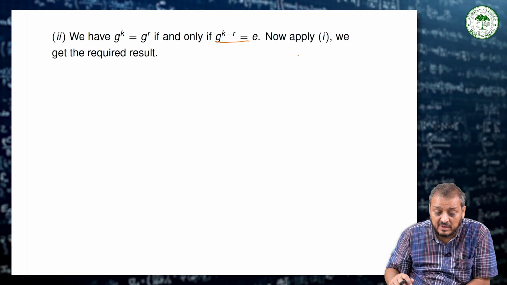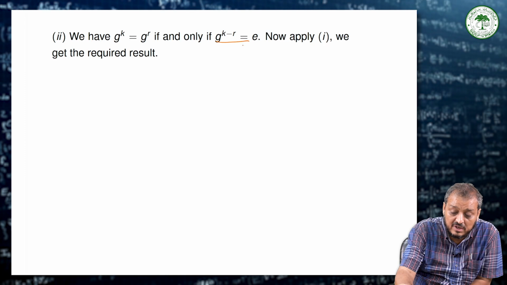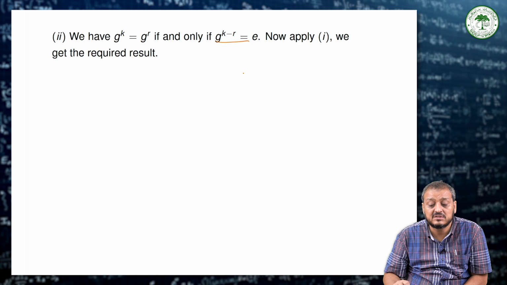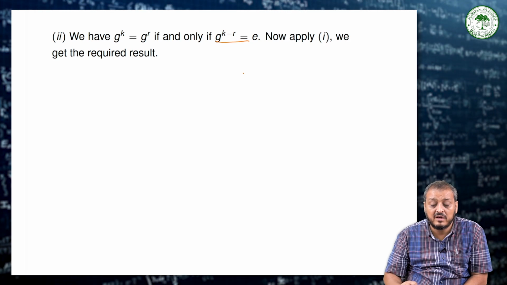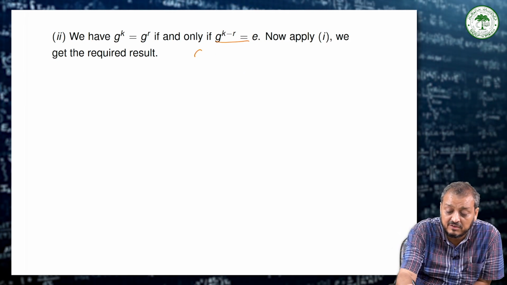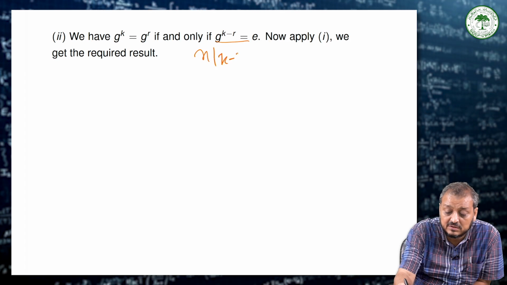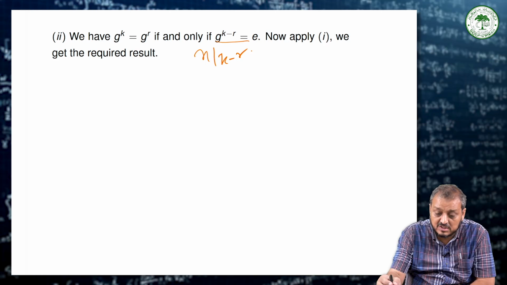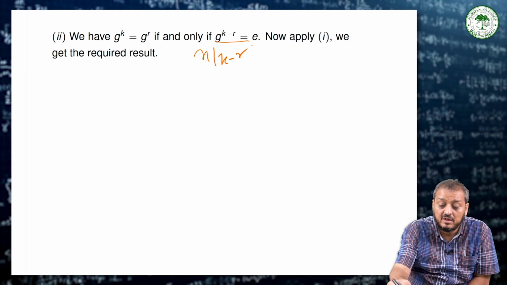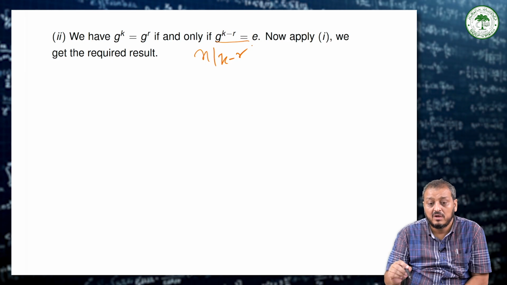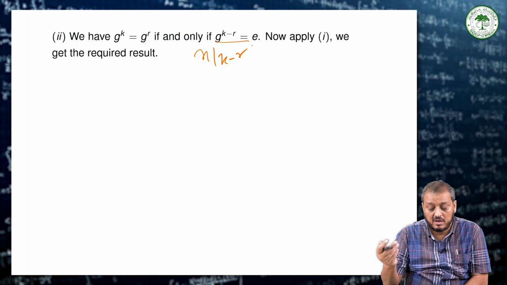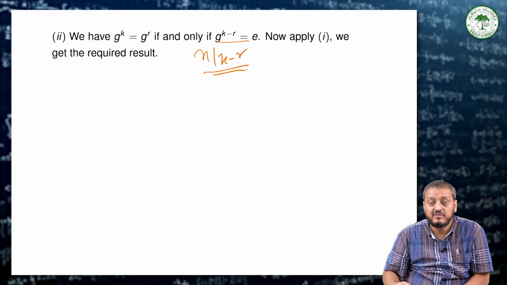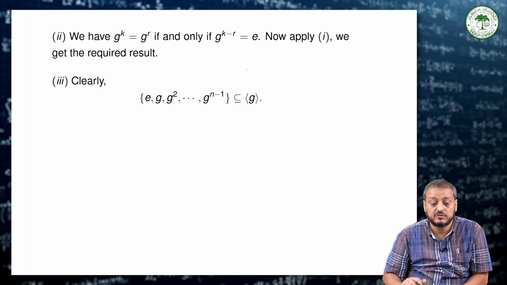Now apply part 1 and we get the required result, because if this is identity, then n divides k minus r. And if n divides k minus r, then k is congruent to r mod n. This is clearly by the definition, and the result follows.